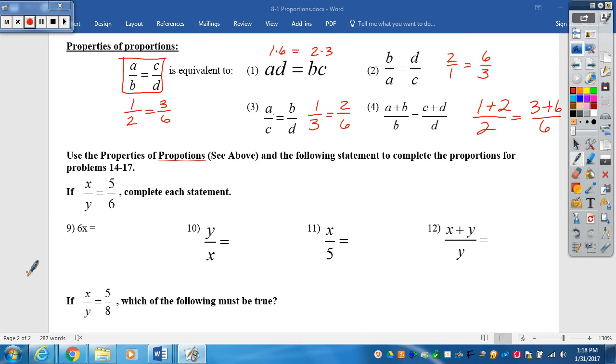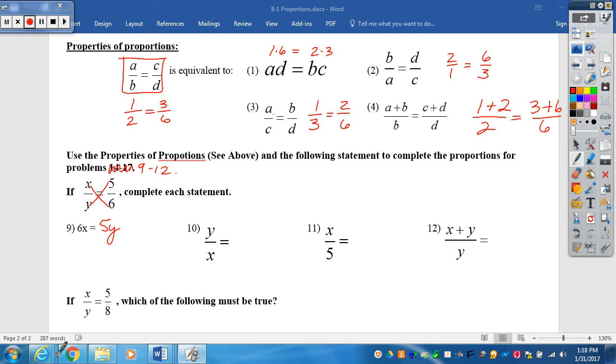Well, if you look at the next section, it says this: use the properties of proportion seen above and the following statements to complete the proportions for problems 14 to 17. Oh, there's a typo. Sorry about that. Let's try 9 to 12. Okay, 9 to 12. So if we go ahead and cross multiply here, we would have 6x, right? That's what we have here. So what do you think goes on this side? 5y. Okay, just cross multiplying there.